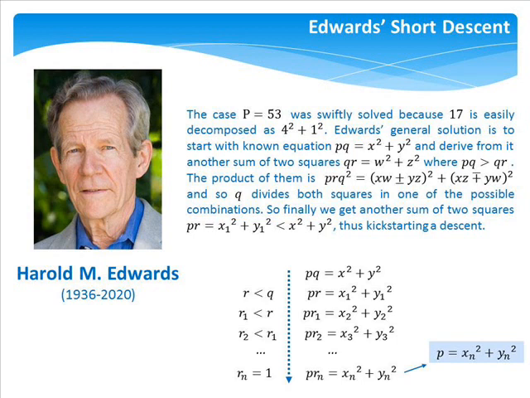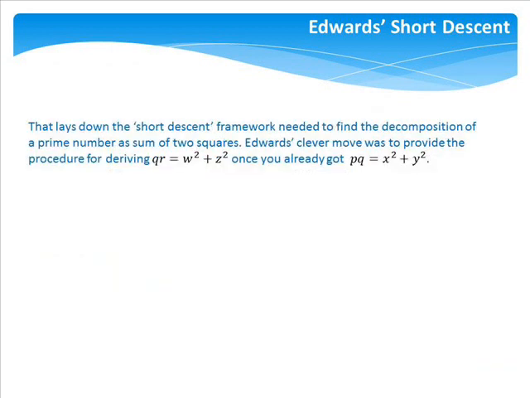That lays down the short descent framework needed to find the decomposition of a prime number as a sum of two squares. Edwards' clever move was to provide a procedure for deriving q times r equals w squared plus z squared, once you already have p times q equals x squared plus y squared. So we set x equals n times q plus or minus w, and y equals m times q plus or minus z, where both w and z are smaller than q.